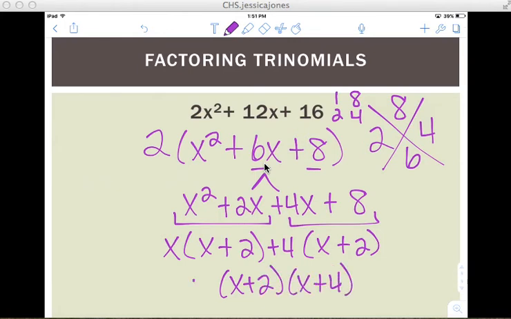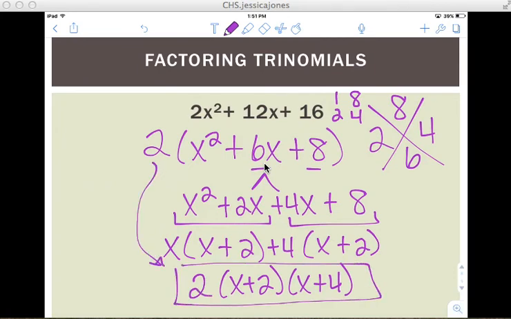And your final answer, you're just going to write that first 2 at the front. It just comes back down.